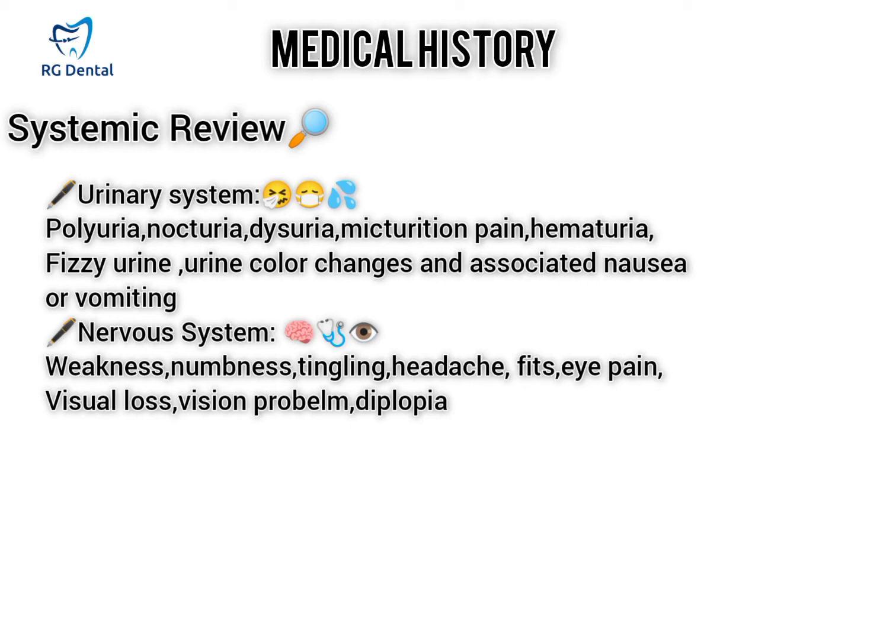Then in the nervous system you have to ask the patient, do you have any weakness history or not, numbness, any tingling in your hands and feet or not, any headache history, vomiting history, or any blackouts, fits, or fainting, or hearing loss, or diplopia or not. These are the questions for the nervous system.